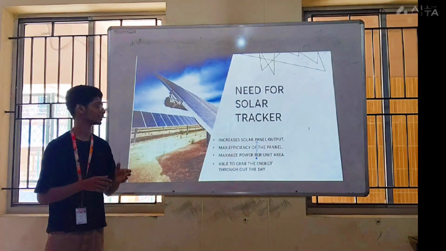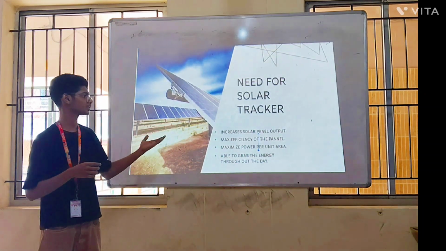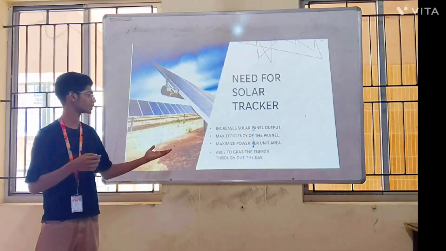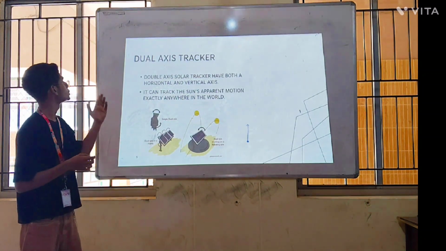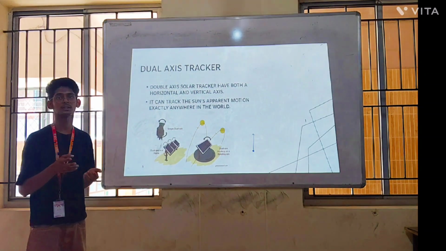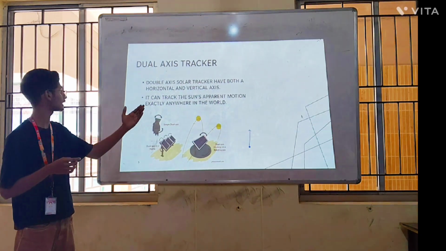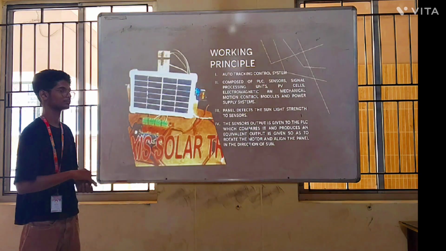This is needed for solar tracking to increase the solar panel output and maximum efficiency of the panel, and maximize the power per unit area, able to grab the energy throughout the day. Dual axis tracker. So basically the solar cells will have two axes, one horizontal and one vertical axis. We can track the sun's apparent motion exactly anywhere in the world.